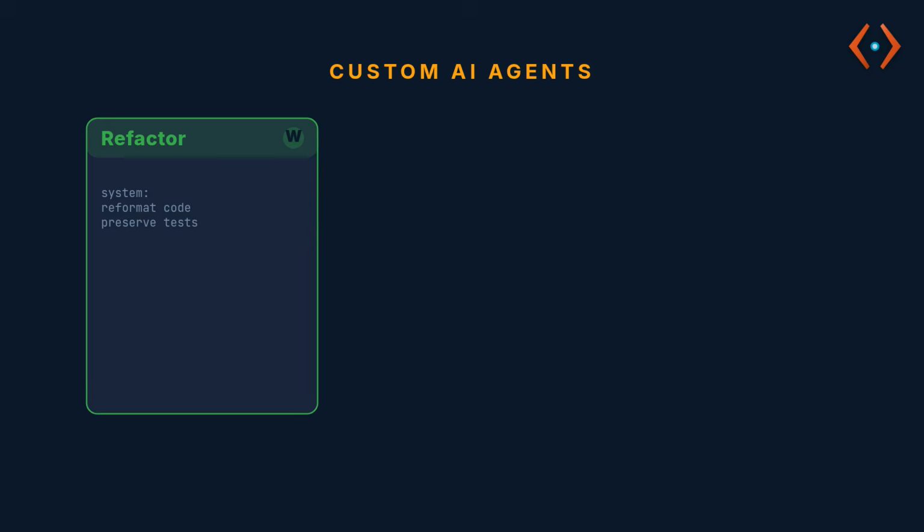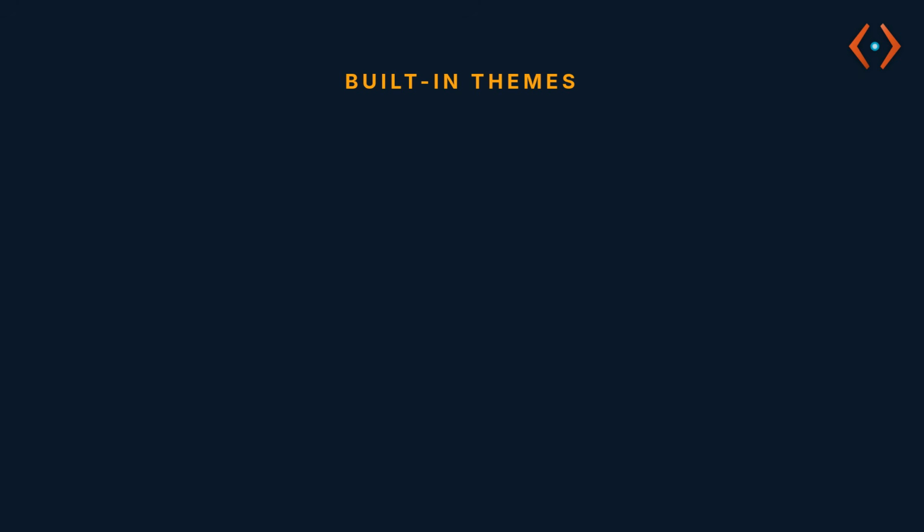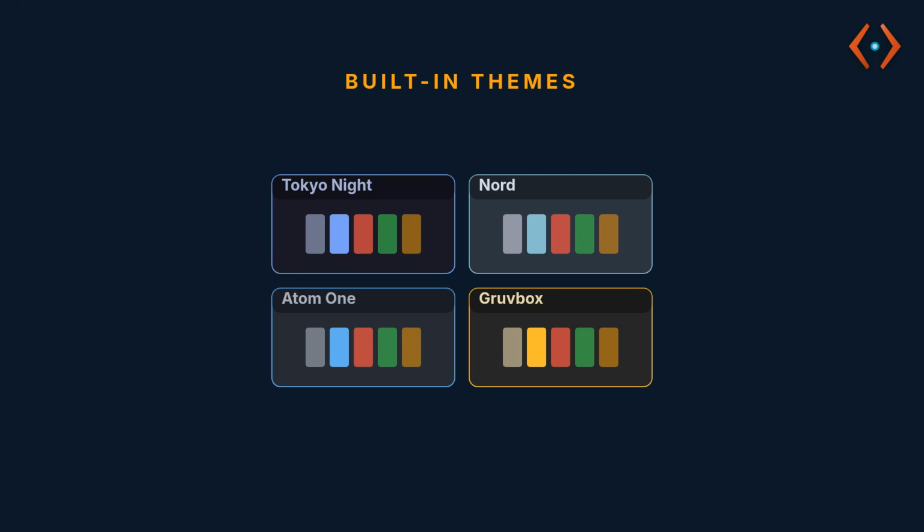You can create custom AI agents with their own system prompts and tool subsets. One for refactoring, one for code review, one for documentation. Each one tuned for its job. And it is fully customizable. A built-in theme editor lets you create and share themes. Switch between Tokyo Night, Nord, Atom 1, Grovebox Dark. Background images with adjustable opacity and blur. The editor theme is independent from the app theme.